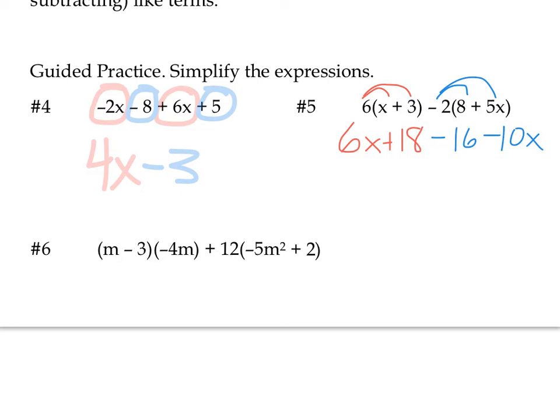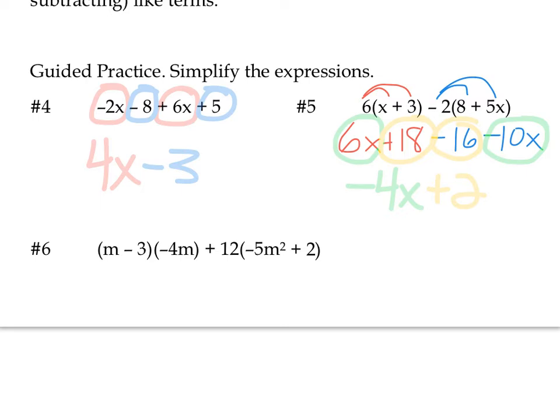And now we can combine some like terms. Okay, so we have 6x minus 10x. That's negative 4x. And usually we do the variable part of the expression first. And then we'd have 18 minus 16, so it'd be plus 2. So negative 4x plus 2 is what that would simplify to.